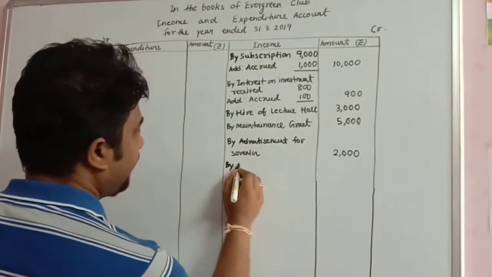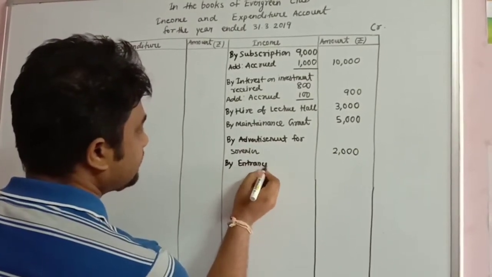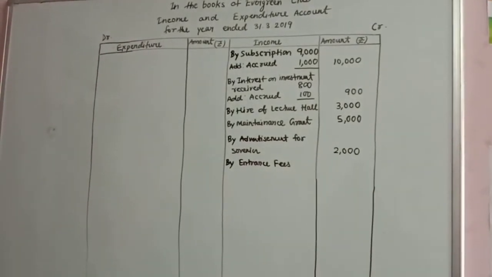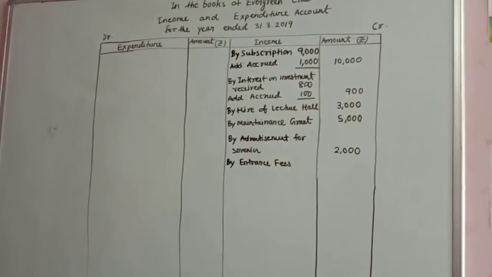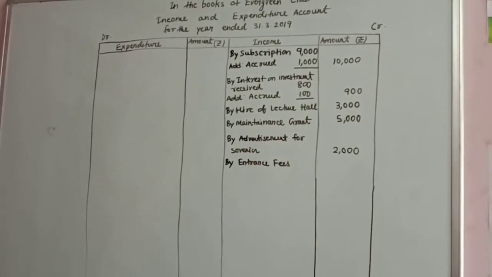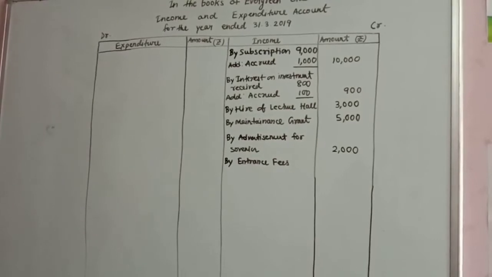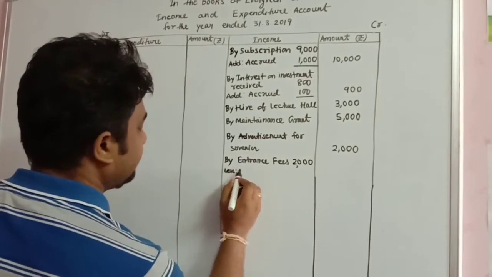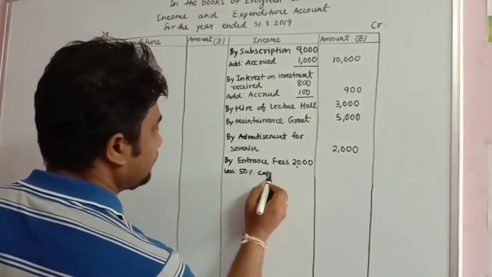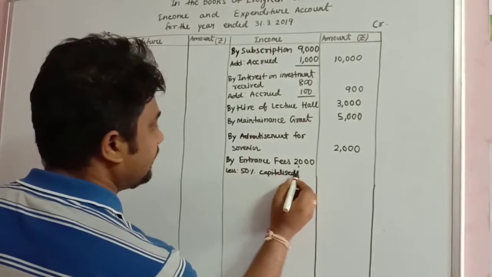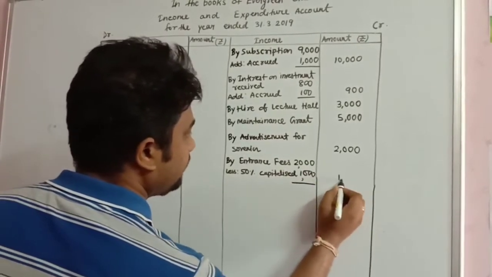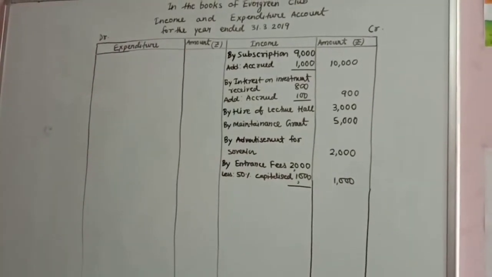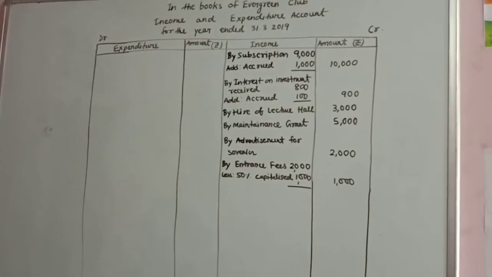So you will write by entrance fees. So the amount of entrance fees you have in the question is rupees 2,000. So of it 50% will be capitalized, 2,000 less 50% capitalized, that is 1,000. So you will treat here only 1,000. Okay, so these are the items on the income side of the income and expenditure account.